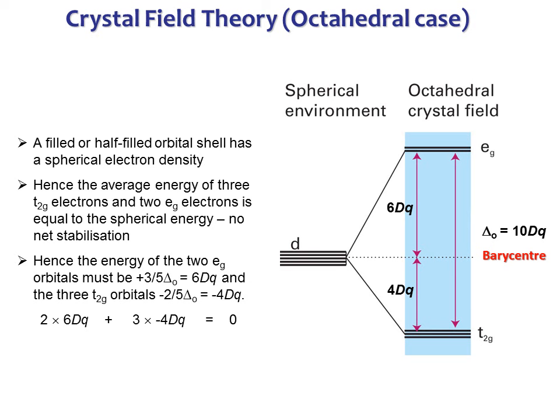We can also work out the relative extent of stabilisation of each of the 5 d orbitals by considering that overall the system must maintain a centre of mass called the barycenter. In order for the centre of mass to be maintained, each of the 3 T2g orbitals must be stabilised or lowered in energy by 4 dq, and each of the 2 Eg orbitals must be relatively destabilised or raised in energy by 6 dq.